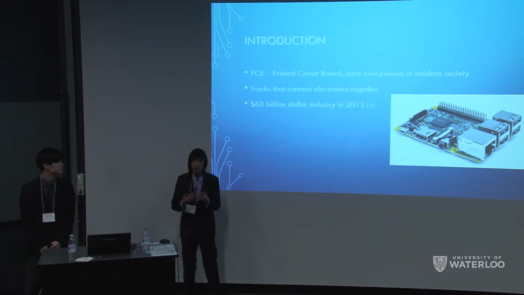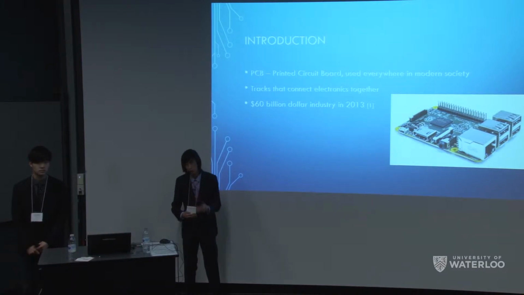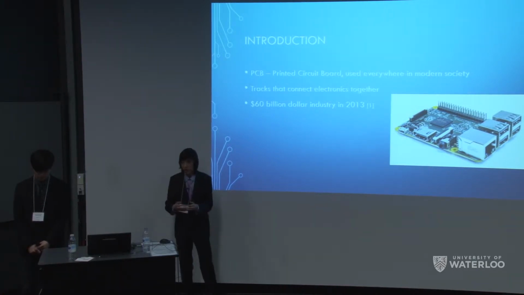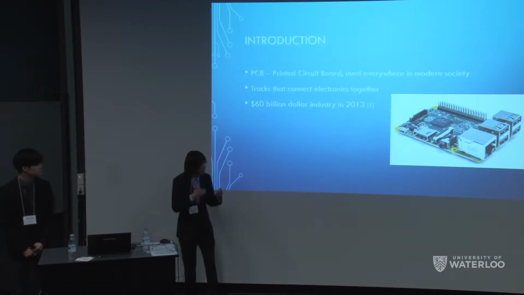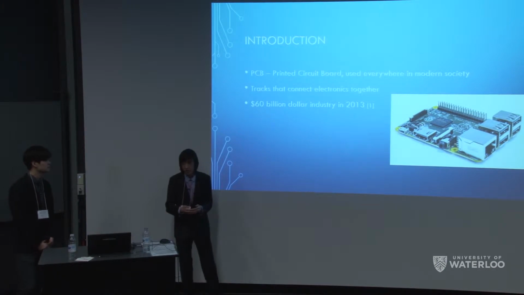Basically a PCB just has conductive lines to connect the parts of different electronic devices or components. It's a way for the electronic devices to communicate with each other, either through signals or voltage or whatever. And since PCBs are used in every single electronic device, they're very vital to all of us. And the electronics industry in 2013 is a $60 billion industry.